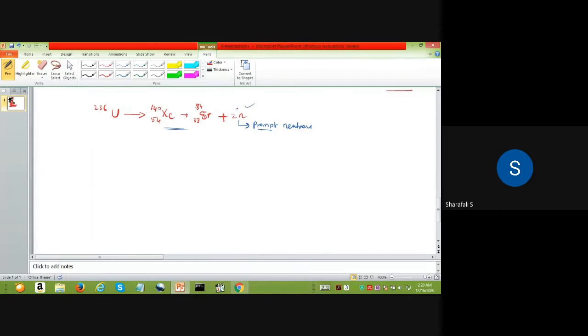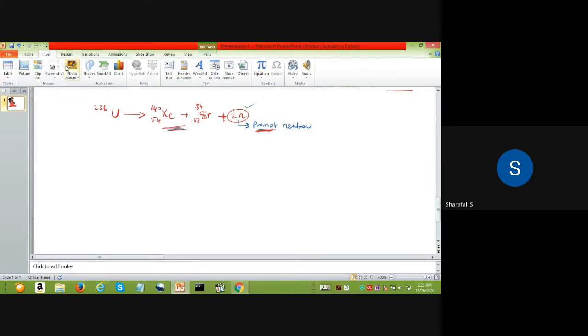We were discussing these two neutrons. These two neutrons are called prompt neutrons because they come out along with the fission process. Simultaneously, these neutrons also form, so that's why they are called prompt neutrons. It happens along with the fission reaction. Now, why are these two neutrons coming out? For that we have to consider the neutron-proton ratio.